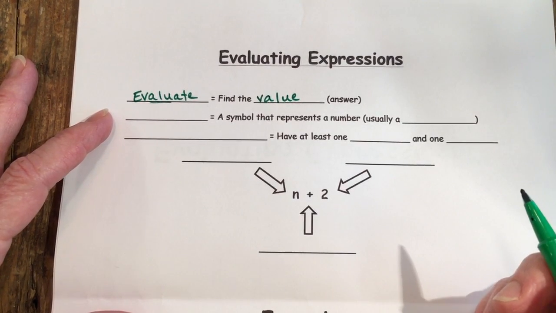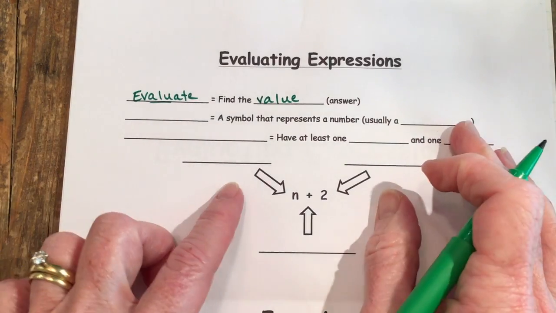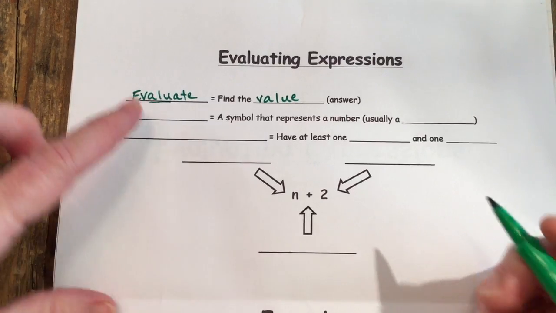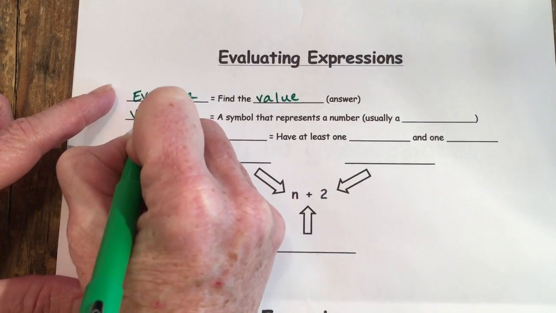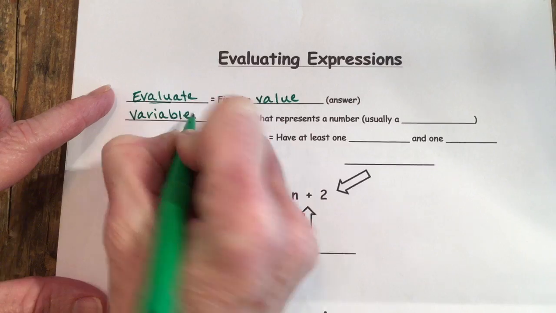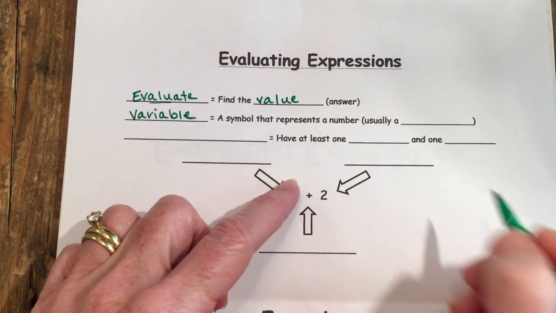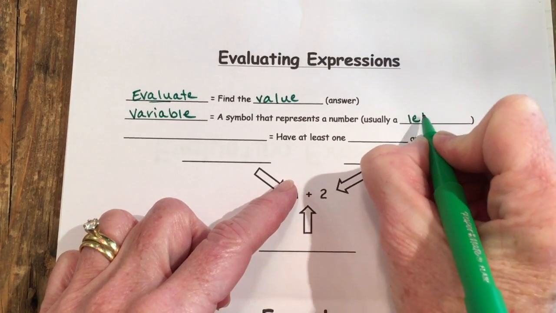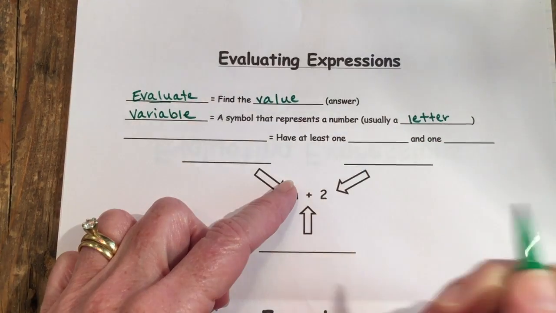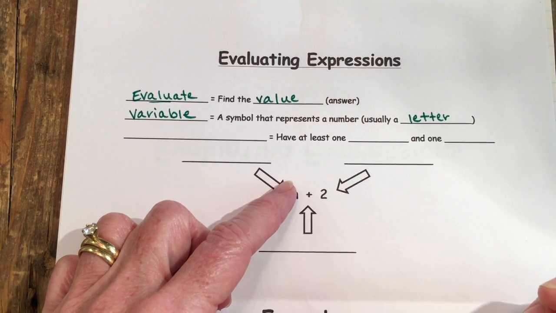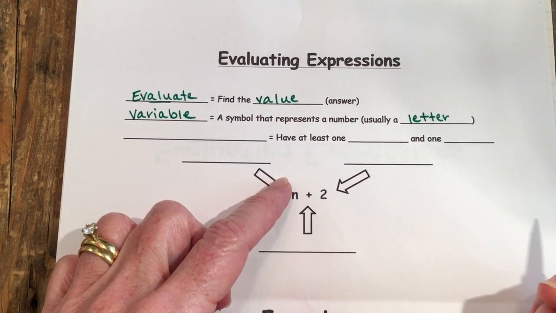In an expression, you're going to see numbers and you're going to see operations, but you're also going to see variables. And a variable is just a symbol that represents a number. And it's usually a letter. Could be just a symbol, like we have a symbol for pi that represents a number, but most of the time the variable will be a letter.